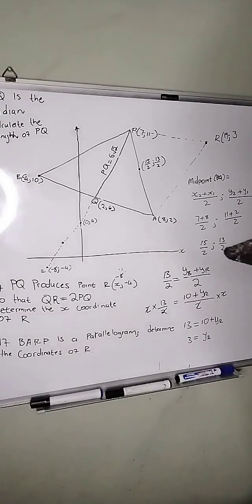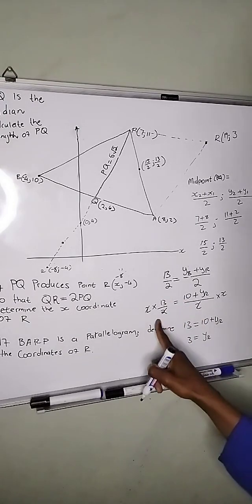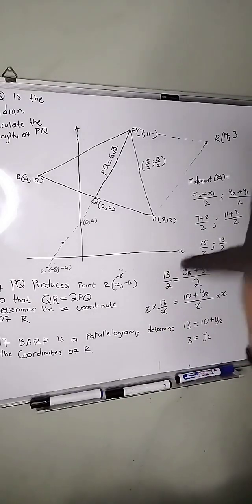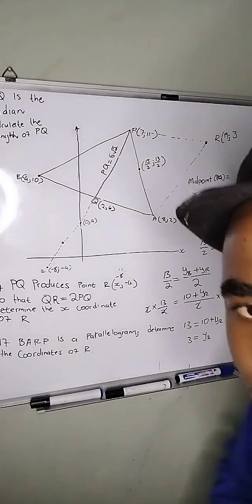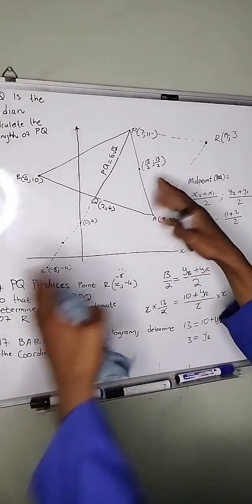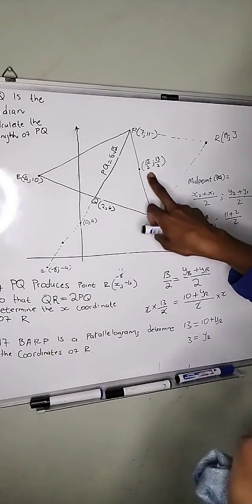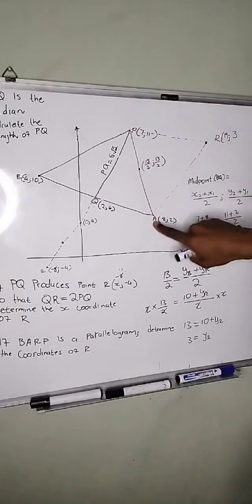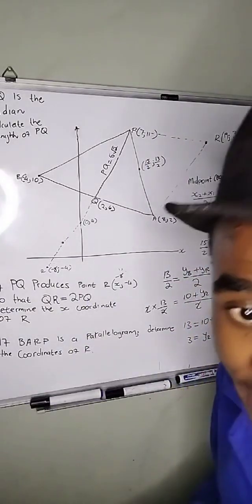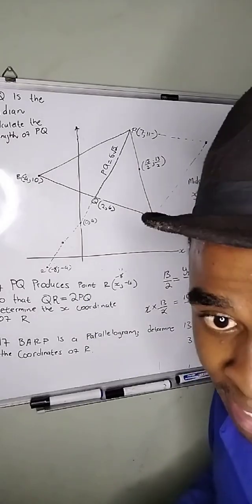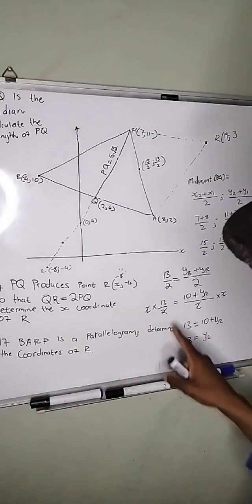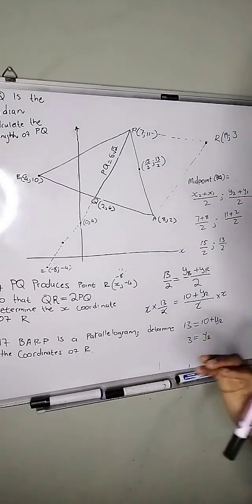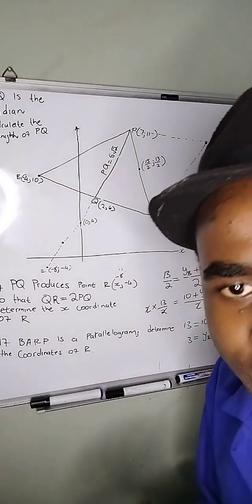Is that clear? To get rid of these 2s, I cannot work with the fraction. To get rid of the fraction, Y divided by 2 is the midpoint. This is the middle point between B and R, the middle point also of A and R. Is that understandable? We have to get rid of the denominators. I don't want fractions.